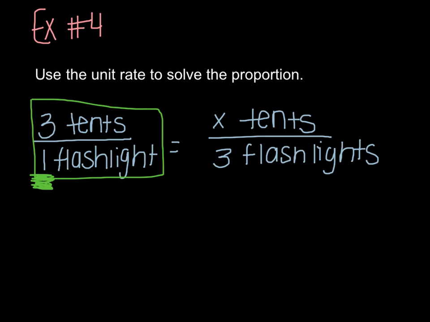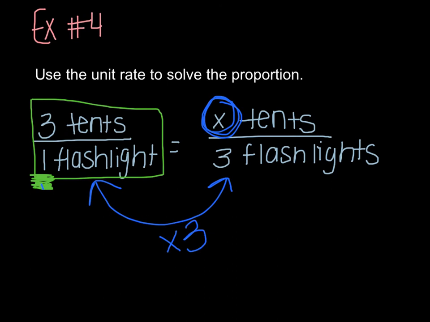So I'm trying to figure out how many tenths. So I have to look at my bottom numbers, because those are the two numbers that I have. I have 1 flashlight to 3 flashlights. And to get from 1 to 3, I have to multiply by 3. We're always going to be multiplying or dividing. So I have to do the same thing at the top. 3 times 3 is 9/10. So x equals 9.